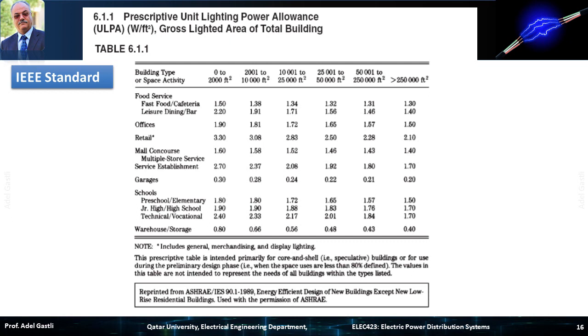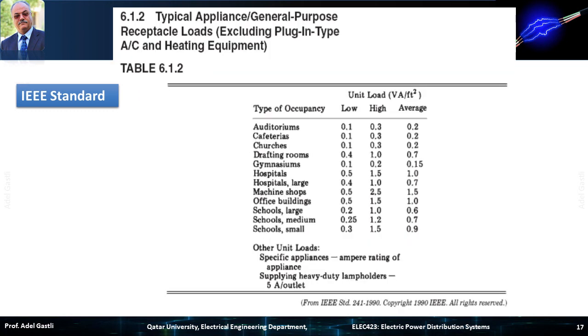Here is the IEEE standard for the prospective unit lighting power allowance in watts per square feet for gross lighted area of the total building. We will need this table to estimate the total lighting load in the building. This table shows the IEEE standard for typical appliance and general purpose receptacle loads, excluding plug-in type air conditioning and heating equipment, which is managed by separate standard values, which will be seen in the next slide.